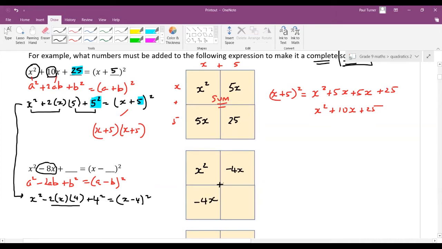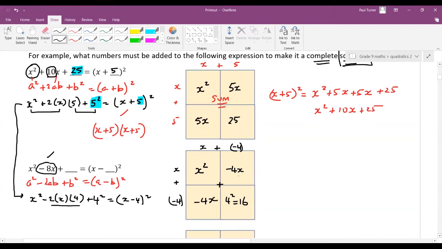They have to be added to be minus 8x here. And then your last number is 4 squared, or 16 if you like. Let's write 4 squared equals 16, like that. So then we would write our factors. So this would be x plus negative 4. So instead of writing minus here, I just add negative, which is the same as x minus 4, okay? So then I've got x plus negative 4 here.